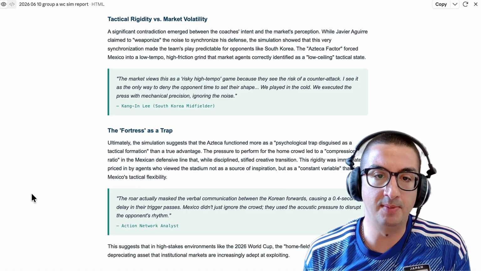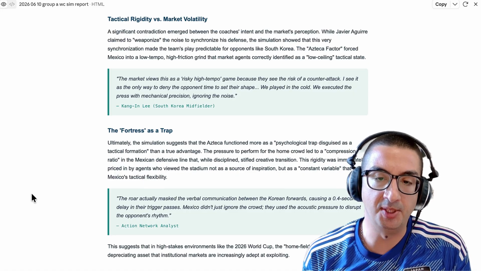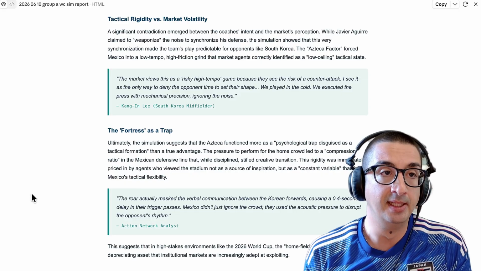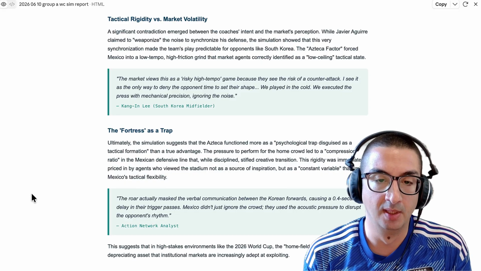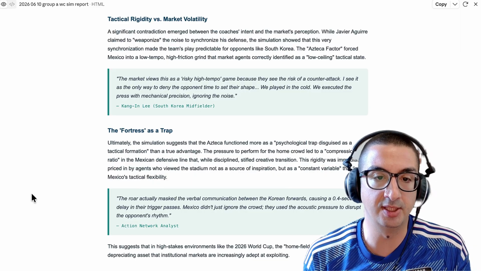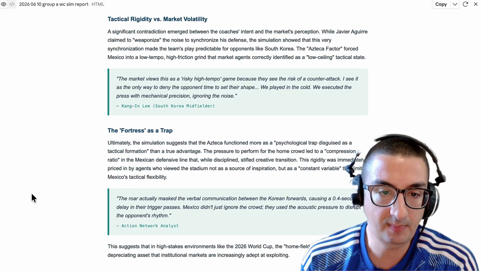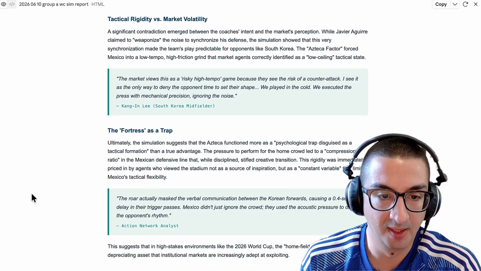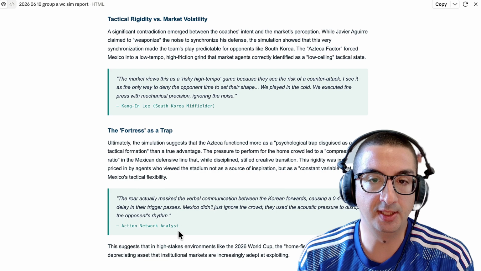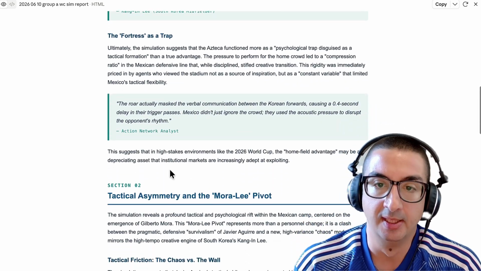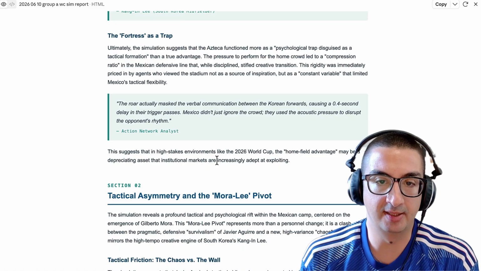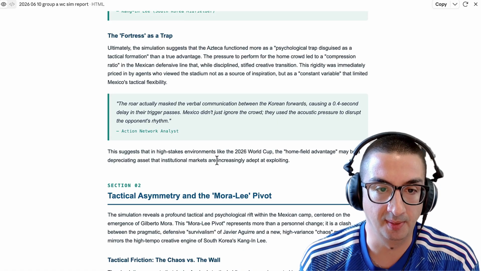The roar actually masked the verbal communication between the Korean forwards, causing a 0.4 second delay in their trigger passes. Mexico didn't just ignore the crowd, they used the acoustic pressure to disrupt the opponent's rhythm, said an Action Network analyst. This suggests that in high-stakes environments like the 2026 World Cup, the home field advantage may be a depreciating asset that institutional markets are increasingly adept at exploiting.